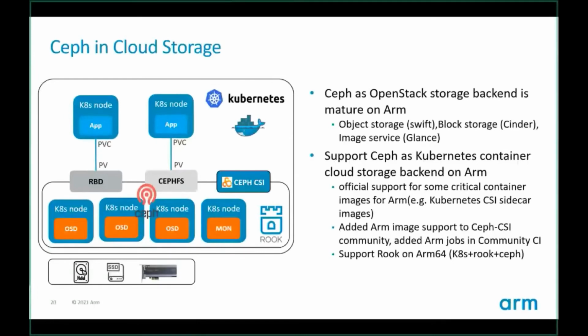We added the official support for some critical container images, such as the Kubernetes CSI sidecar image, and added an image support for Ceph CSI community. Also added jobs in its community CI. We also support Rook on Arm64, which can simplify the deployment of Ceph cluster in Kubernetes.